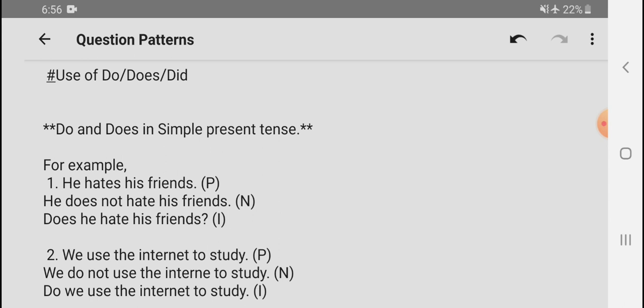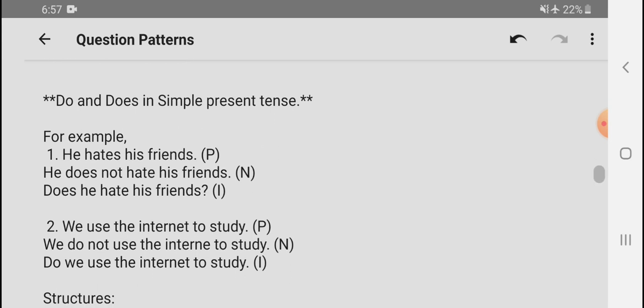In here, example 1 is he hates his friends. If the verb is singular, then you should use does in order to make it negative. For example, he does not hate his friends. You can see that in making it negative, we have not used the s with the verb, because s gets withdrawn when we make negative, because s is already used with does. Similarly, in interrogative, does he hate his friends? If the verb is singular, s or es is added with the main verb, or the subject that's used, if that's a singular, we use does to make negative as well as interrogative.